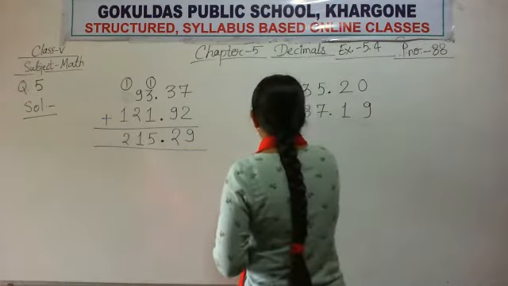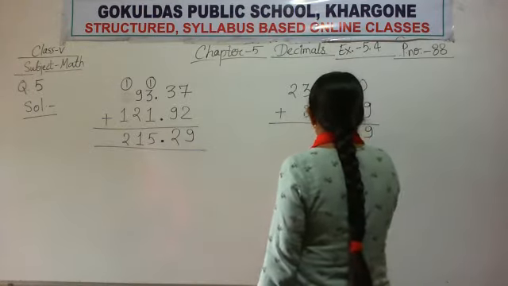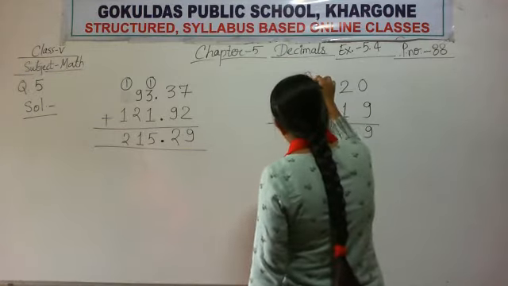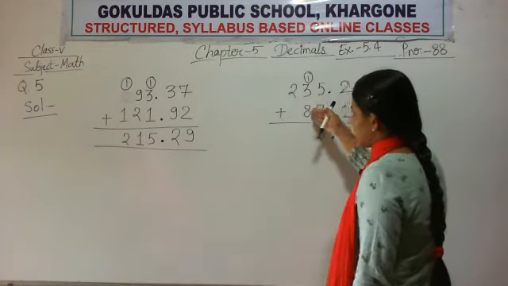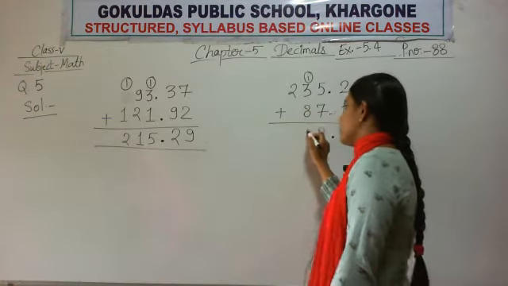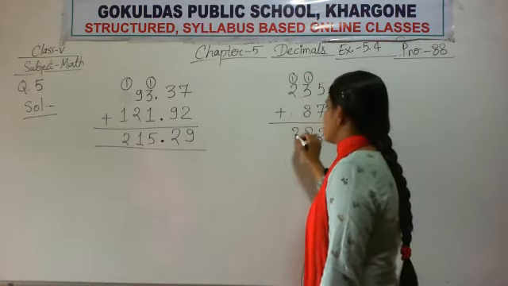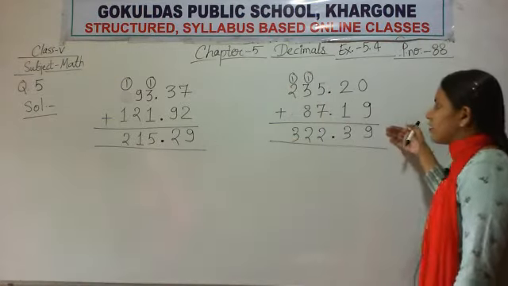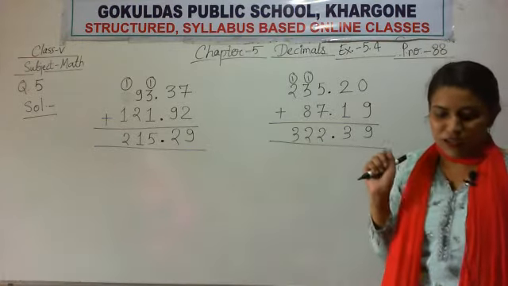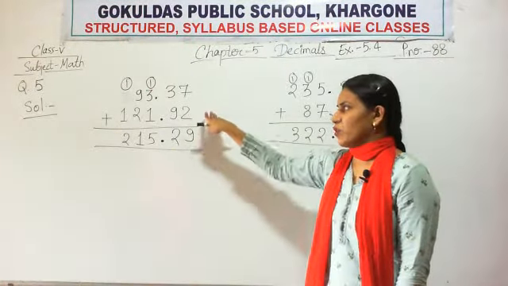Now find the sum. 0 plus 9 is 9. 2 plus 1 is 3. Decimal point. 5 plus 7 is 12. So 2 and 1 carry forward. Now add the digits in the tens column. 1 plus 3 is 4. 4 plus 8 is 12. So 2 here, 1 carry forward. 1 plus 2 is 3. So when we find the sum, our result is 322.39. Now your task is to subtract the sums of all these numbers.